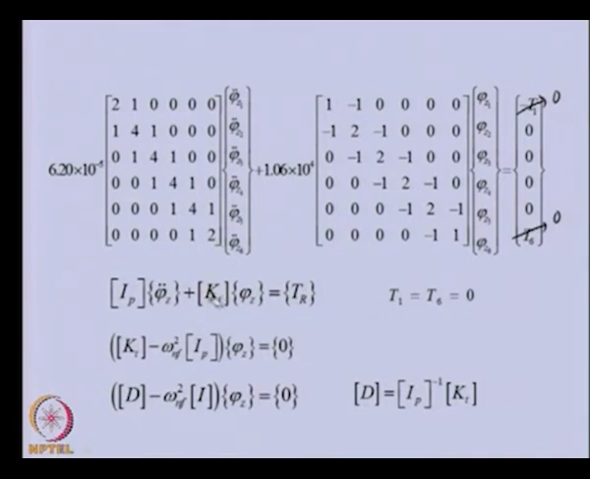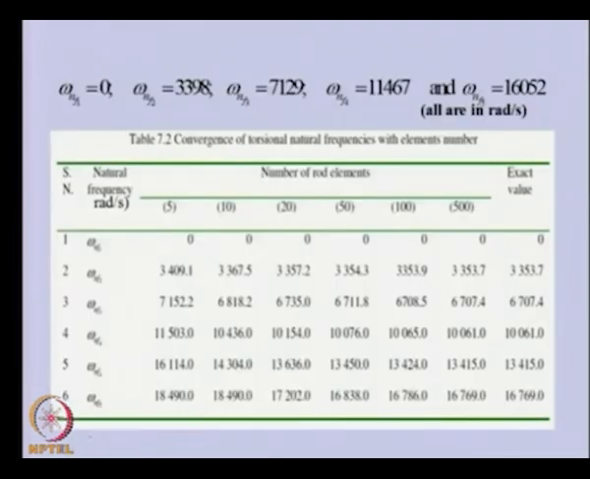For free vibration, this acceleration term we can write like this. We have already seen this, and we can formulate the eigenvalue problem as we did earlier. Here we have inverted the mass matrix instead of the K matrix. So the eigenvalue will be this one. Whatever eigenvalue we get, the square root of that will be the natural frequency. So for the D matrix, which is the inverse of the mass matrix into K, we solve the eigenvalue problem, and the square root of the eigenvalues will give these natural frequencies for the 5 elements.